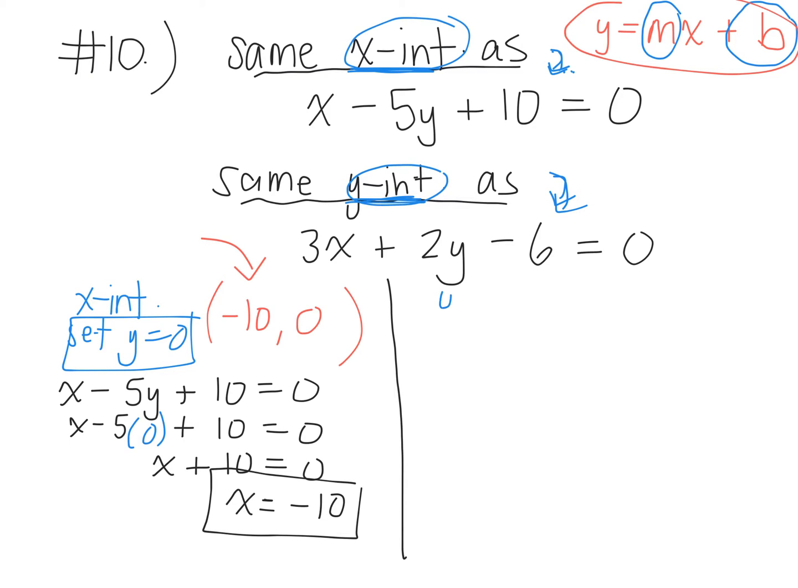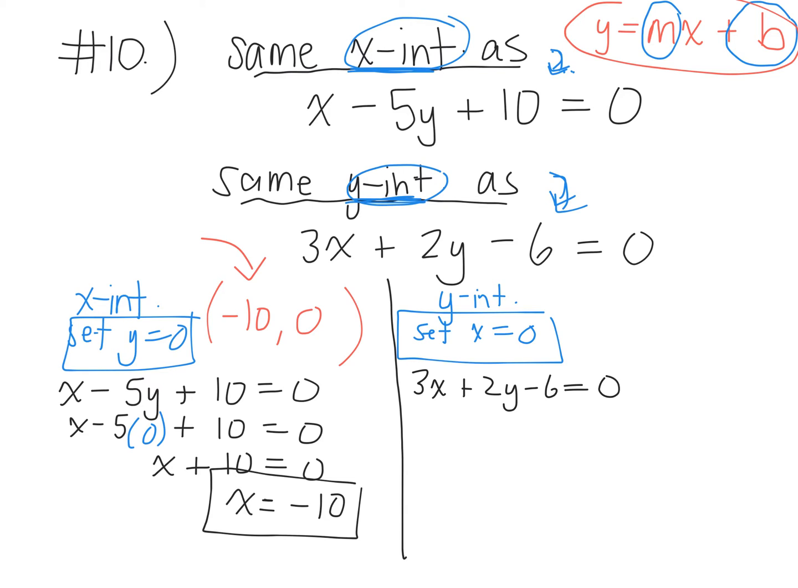Good. So we need to find the y-intercept of this equation, so we have to set x equal to 0. Same idea, but now we're using the second equation, 3x plus 2y minus 6 equals 0, and we're setting x equal to 0 and solving for y. Once we figure out y, then we know that's going to be the y-intercept.